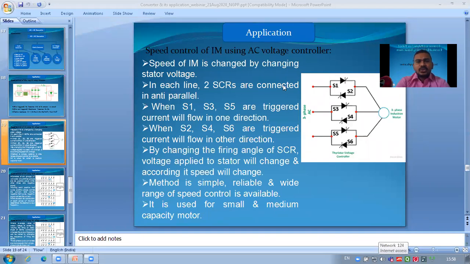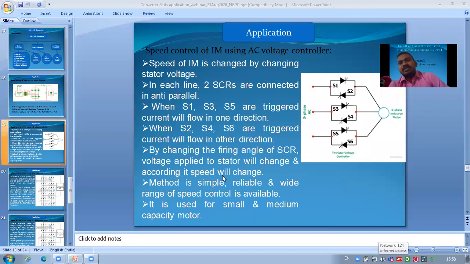So by adjusting the firing angle, we can control the output voltage of the controller, and this changed output voltage is given to the stator of the motor. As the voltage given to the stator changes, the speed of the motor will also change. So this is another method of speed control of induction motor using an AC voltage controller.